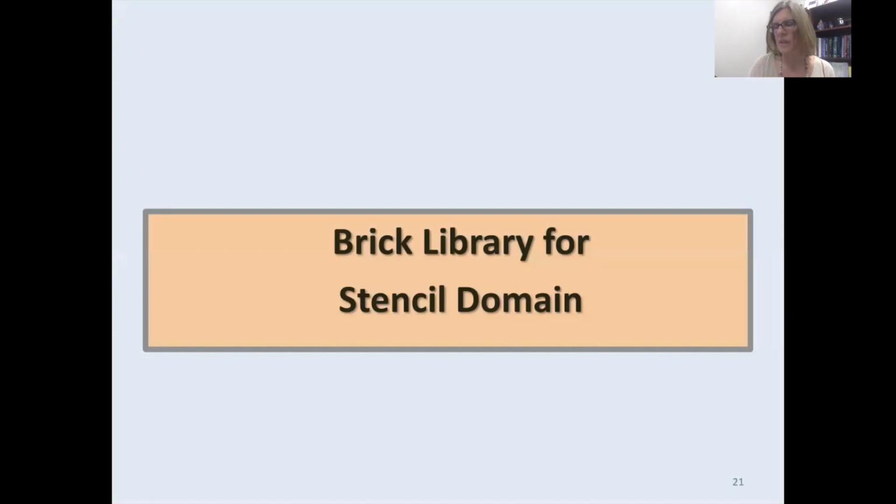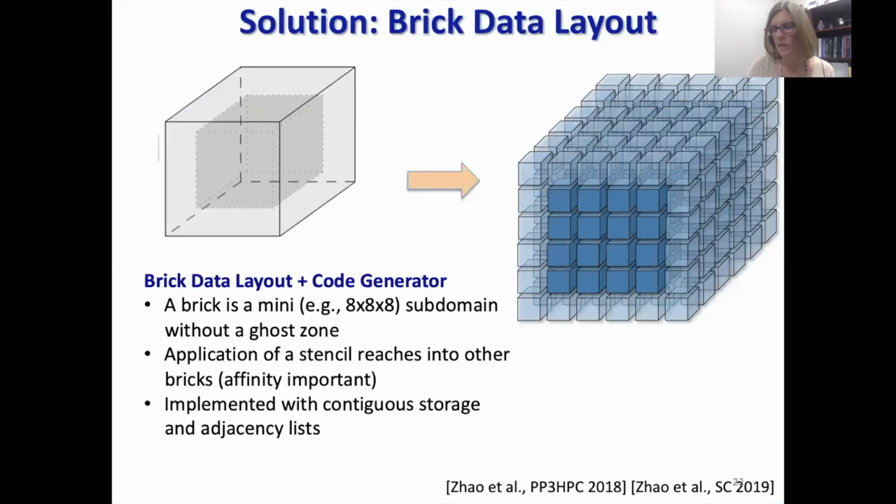Now let's look at how we can use a packed data layout to reduce data movement costs and achieve performance portability for stencils. And for this purpose, we built a brick library, which I'll describe across the next couple of slides. The unit of work in data is called a brick. A brick is a mini subdomain, for example, 8 by 8 by 8. And it doesn't have a ghost zone because it's small, and we would be wasting an enormous amount of storage if we supported ghost zones.